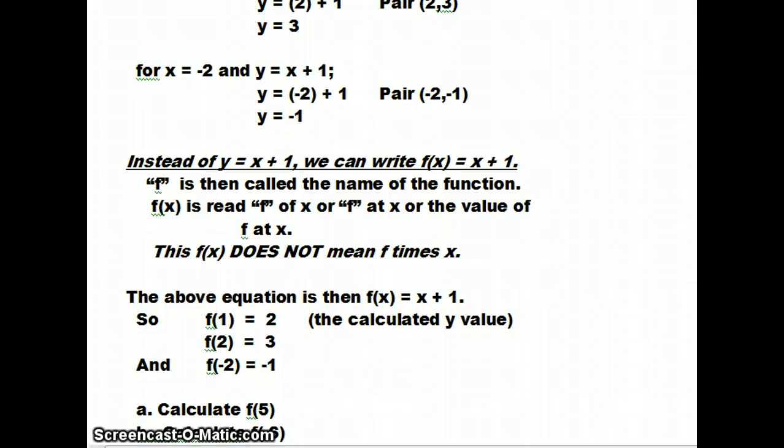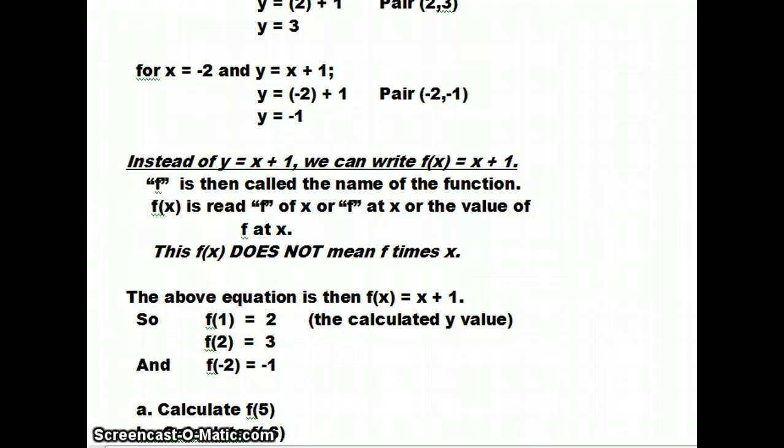So the equation that we had above, instead of saying y is equal to x plus 1, we can now say f of x is equal to x plus 1. So we have f of 1 is equal to 2. X is equal to 1 and the value of y is equal to 2. F of 2 is equal to 3 because when x is equal to 2, y is equal to 3. F of negative 2 is equal to negative 1 because when x is equal to negative 2, y is equal to negative 1.